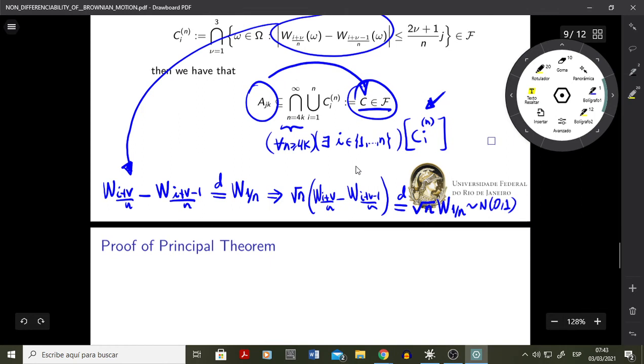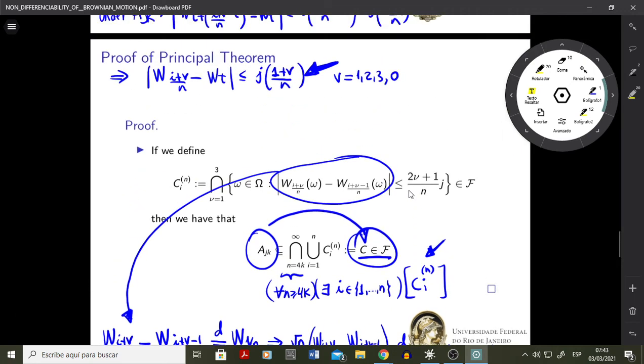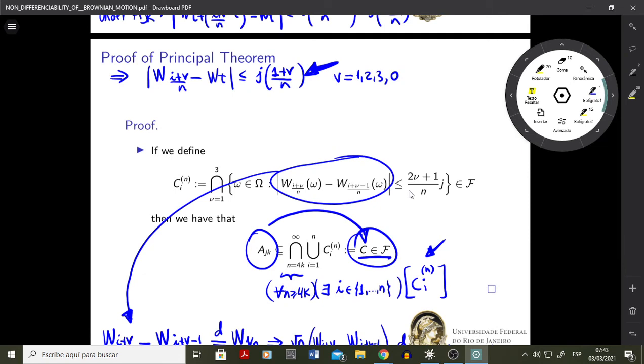Let me just point out that this choice of nu varying from 1 to 3 is just for the computation to give the desired result at the end. You don't necessarily need to choose nu varying from 1 to 3. This is chosen in order to give the desired result at the end. It's a consequence of how the proof is.